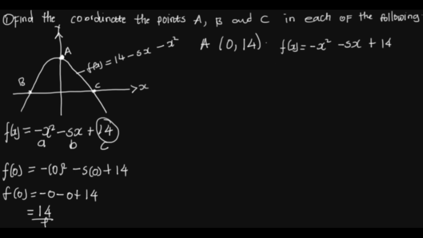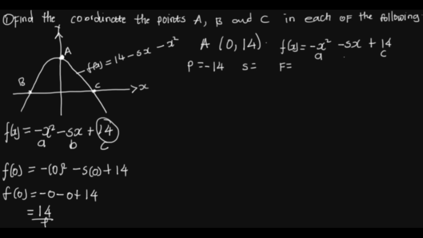So we need to find the product. After the product, we need to find the sum, and we need to find the factors. We find the product by multiplying the value of a times the value of c. From the equation, we can see that the value of a is negative 1, and the value of c is 14. So negative 1 times 14 is negative 14. So the product is negative 14.